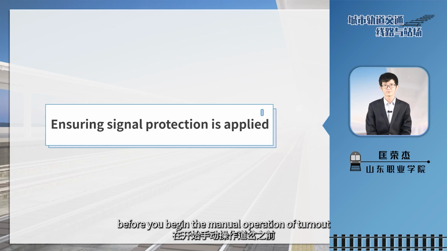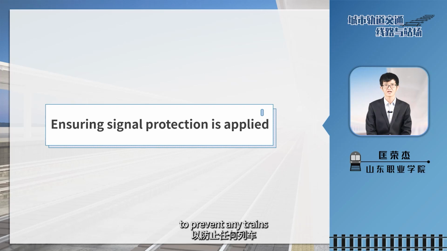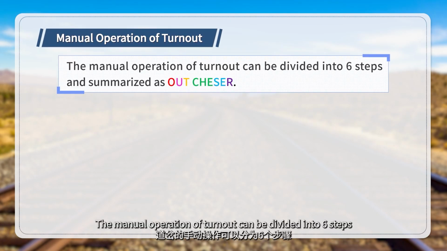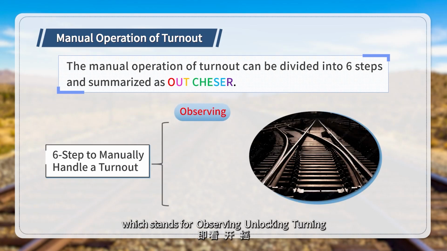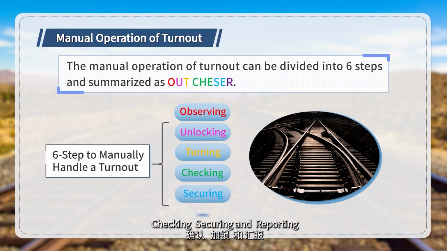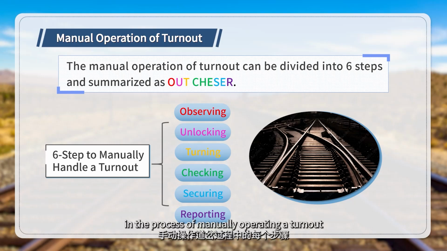Moreover, before you begin the manual operation of the turnout, ensure that signal protection is applied in the area to prevent any trains from accidentally entering that part of the tracks. The manual operation of the turnout can be divided into 6 steps and summarized in the acronym OUTCSR, which stands for observing, unlocking, turning, checking, securing, and reporting. Now let's take a closer look at each step in the process of manually operating a turnout.